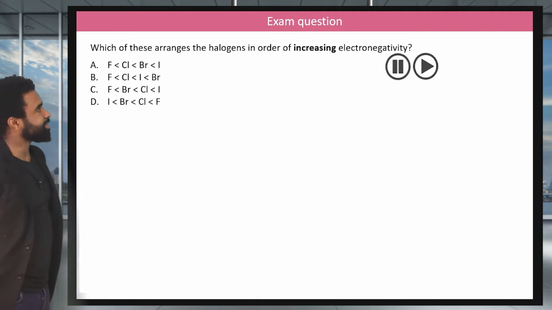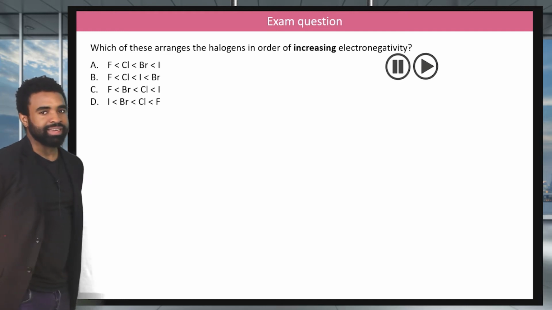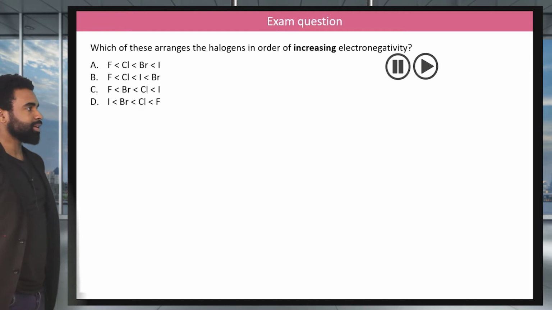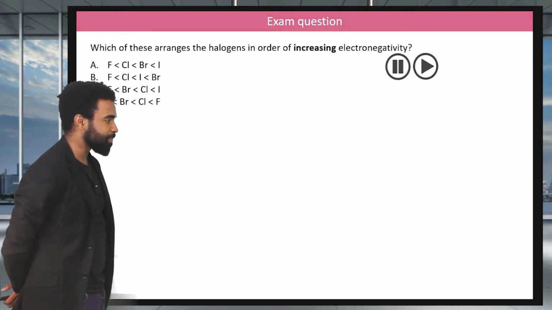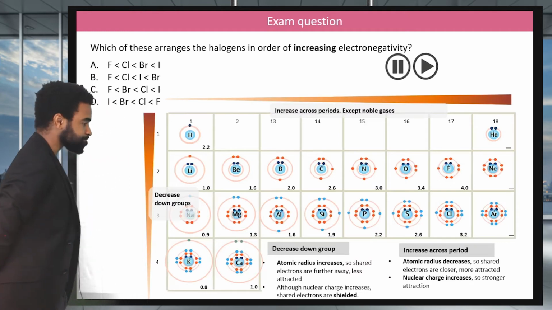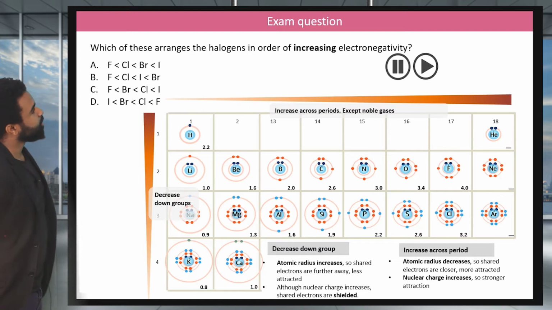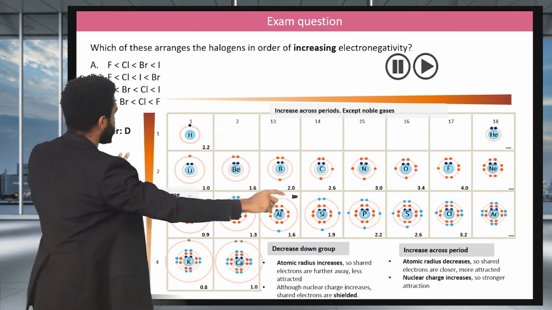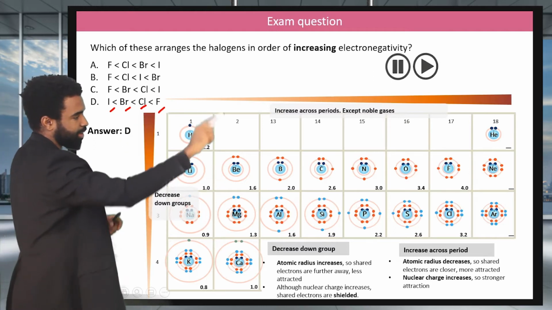Let's try some questions. This one asks, which of these arranges the halogens in order of increasing electronegativity? As always, pause the video, think about it. In a few seconds, I'll show you a clue which really contains the answer. Here's our clue. Again, pause if you need to, and then I reveal the answer. Answer is D. Fluorine is the most electronegative, then chlorine, then bromine, then iodine. A very clean trend down the group.